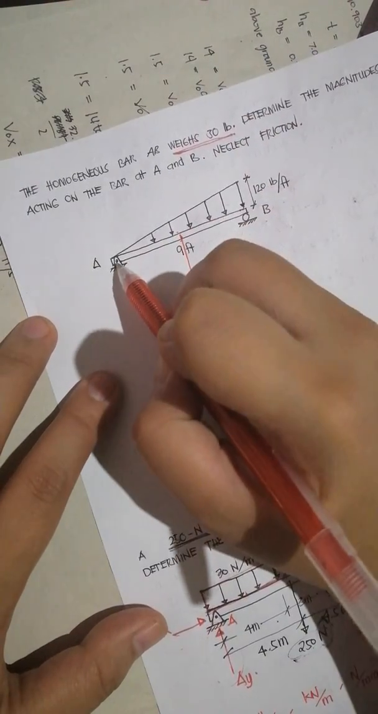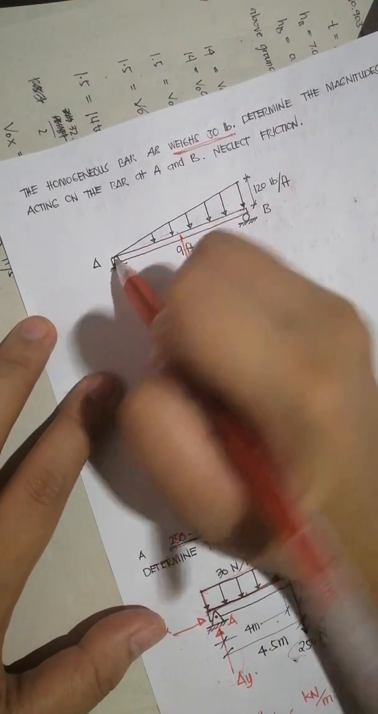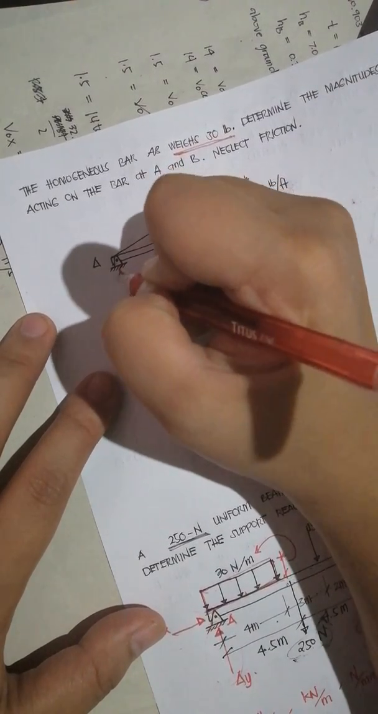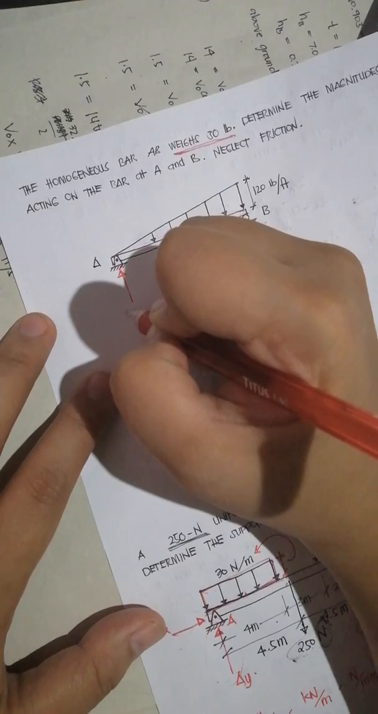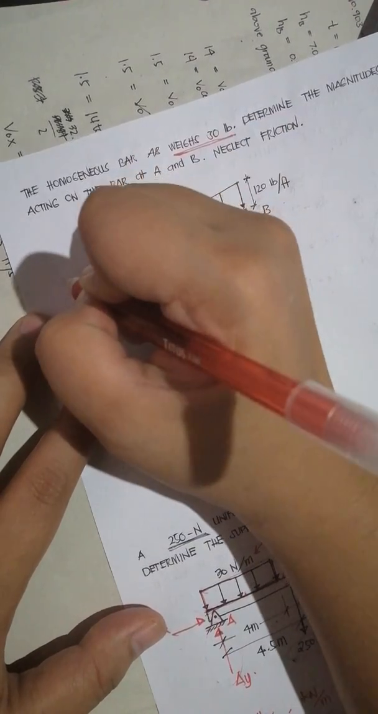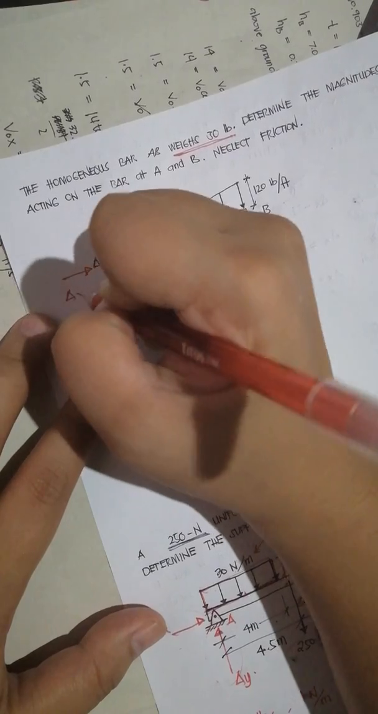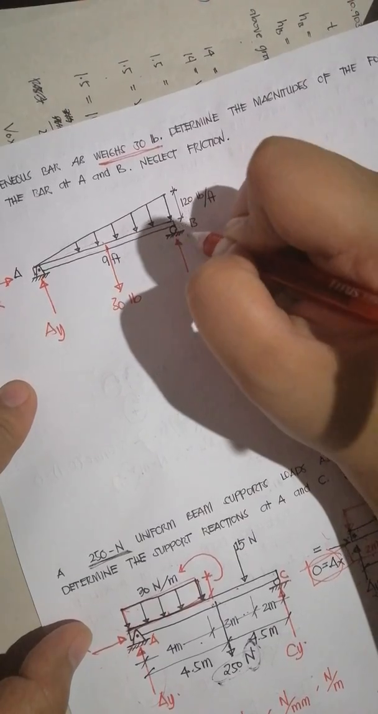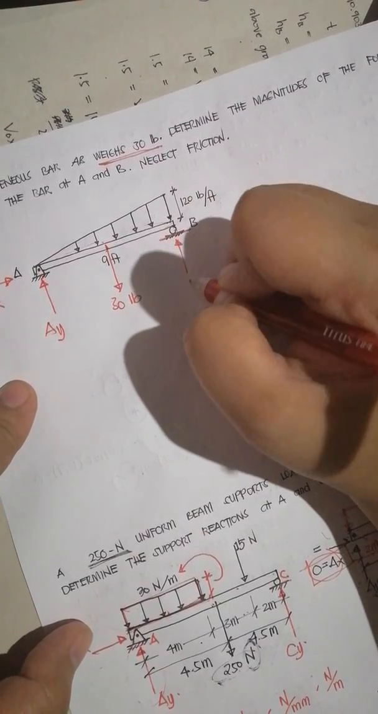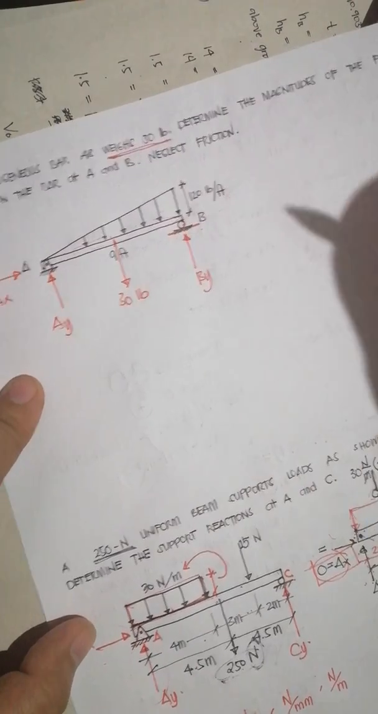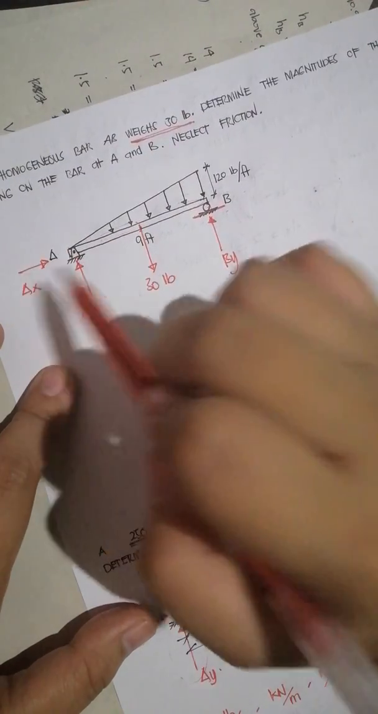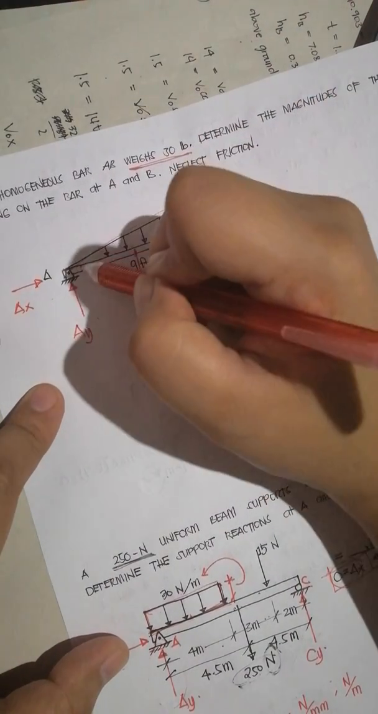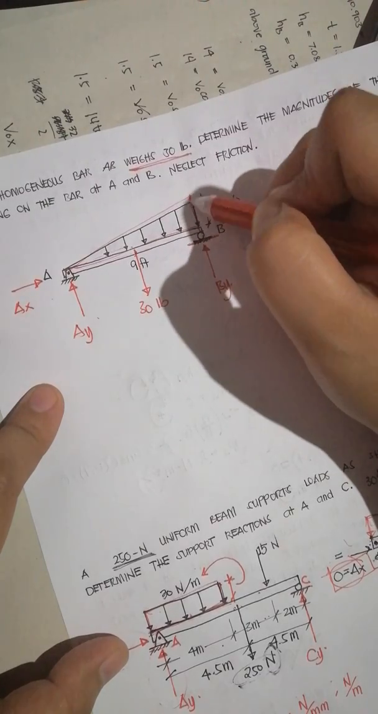Since in this bar or beam there is a pin support here, in every pin support we have two reactions: the one perpendicular to the surface of the pin support, and the other one parallel. Then this is a roller support, so we only have one reaction, the one perpendicular to the surface of the support. Let's say this is B sub Y. So we have three support reactions. The only loading that this bar carries is a triangular load.